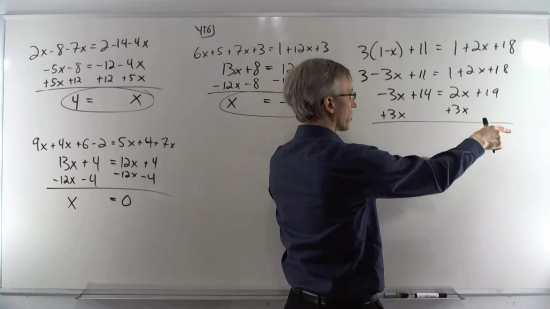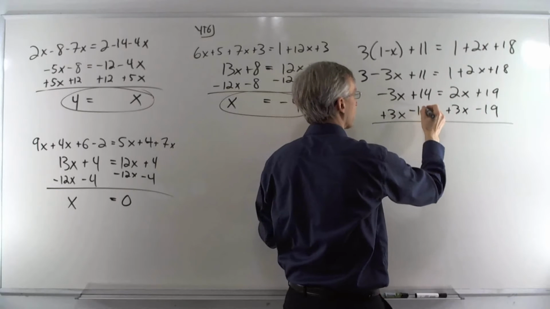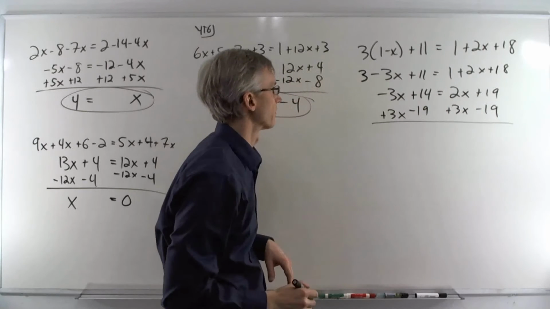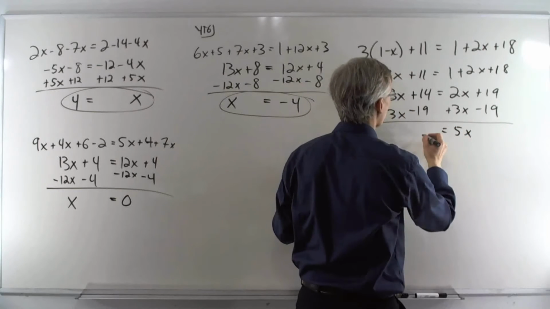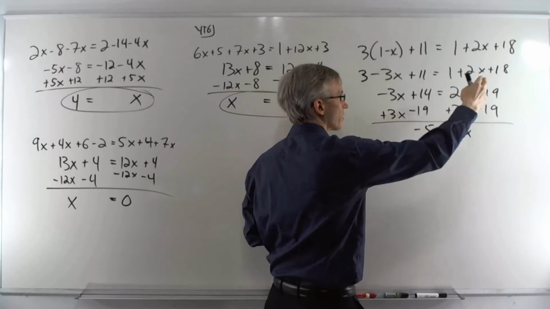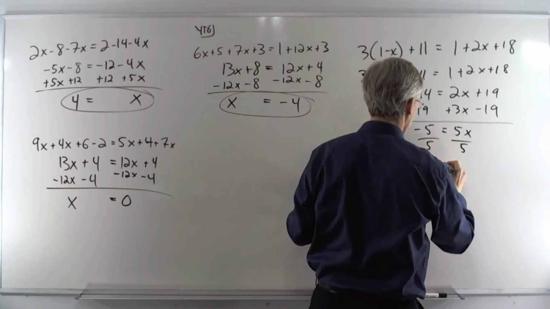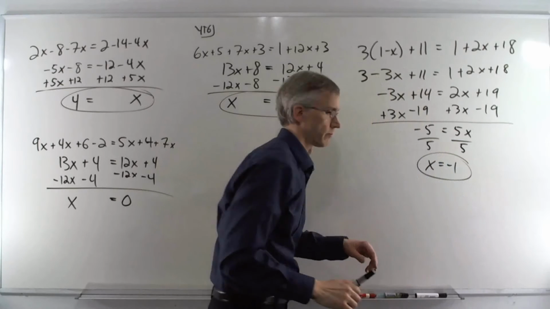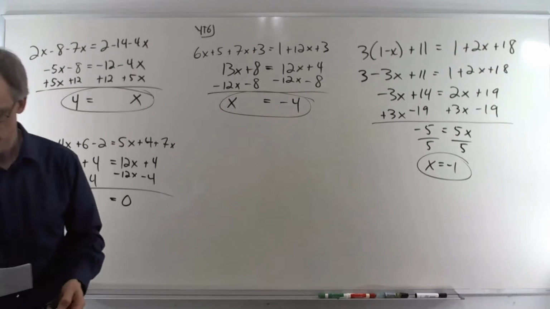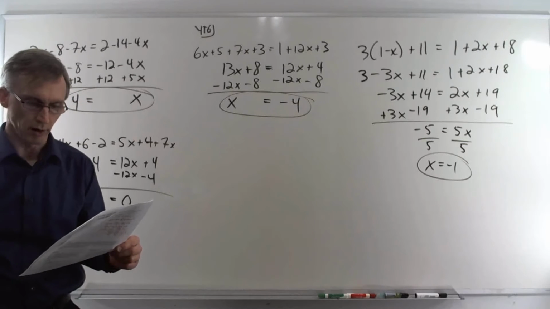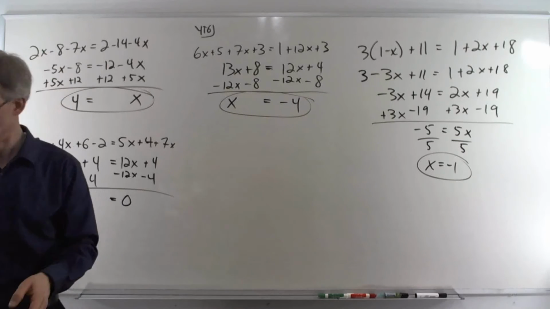Now we're going to get all the x's to the right, so that means we need to get rid of the numbers on the right and bring them to the left. Minus 19, minus 19. So we got 5x here equals, and negative 5 here, everything else goes away. Divide by 5, divide by 5, we get x equals negative 1. All right, 4 practice problems. Your turn, 7, 8, 9, and 10.